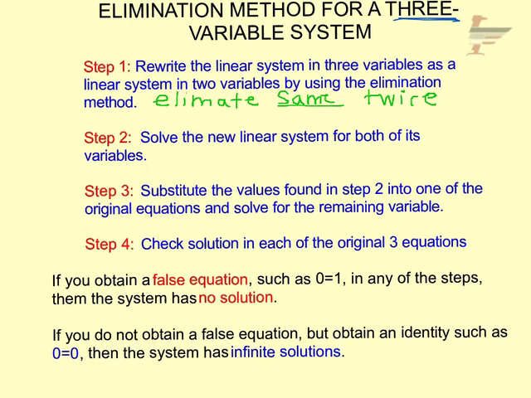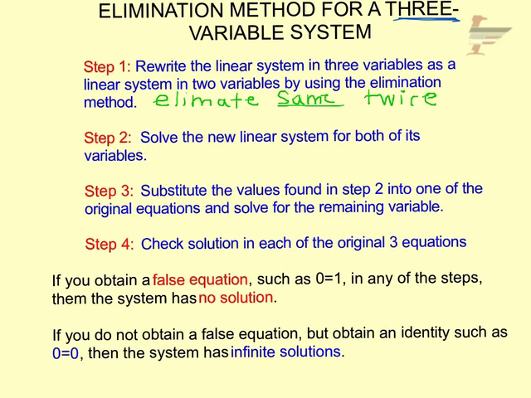Step 2 then is to solve the new linear system for both of its variables. Maybe you solve for x and y. Maybe you're solving for x and z. Maybe it's y and z. It totally depends on the situation. Step 3 then is to substitute the values that you found from step 2. So if you solved for x and y in step 2, then you're going to plug those into an equation and figure out your remaining variable z. And then the 4th step, and you should be very used to this, of course, is just checking your solution. So make sure that it truly does work out in all 3 equations.